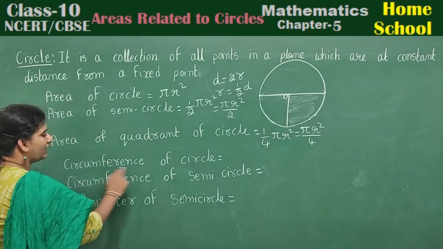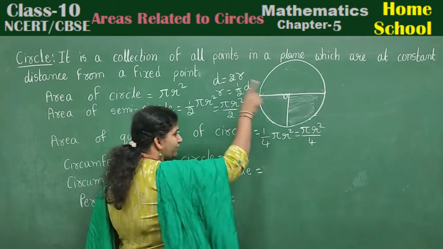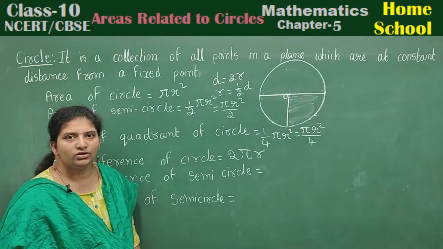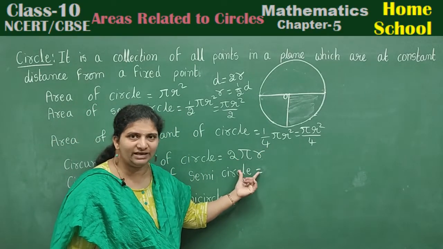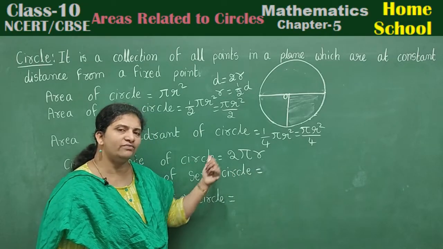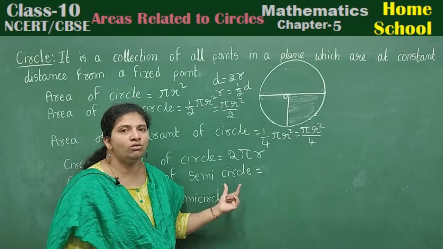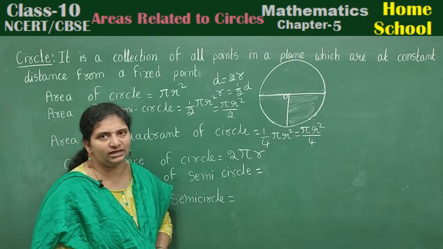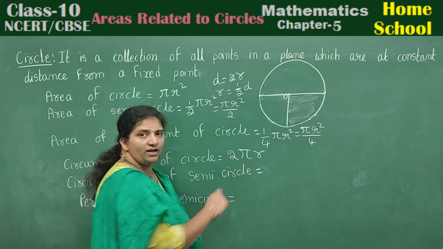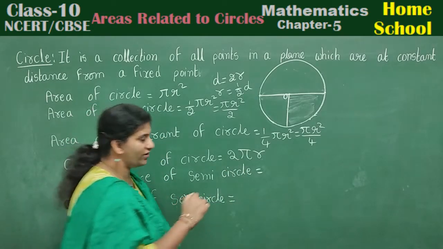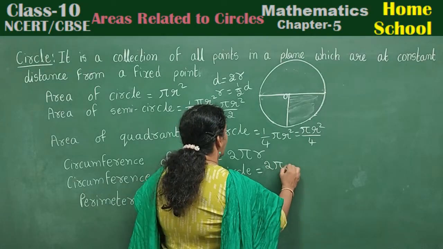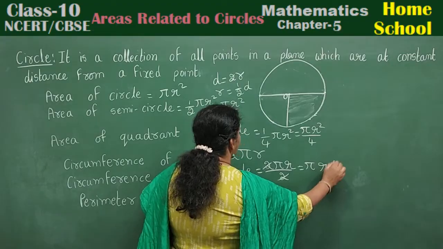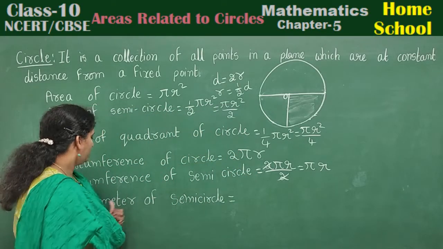Next one, circumference of a circle. Circumference of a circle is 2 pi r, 2 pi r units. It's not square. Circumference of a circle is how much? 2 pi r. Circumference of a semicircle. Circle is 2 pi r. Semicircle means half of it, right? That is 2 pi r by 2. The 2s cancel. It will be pi r units.